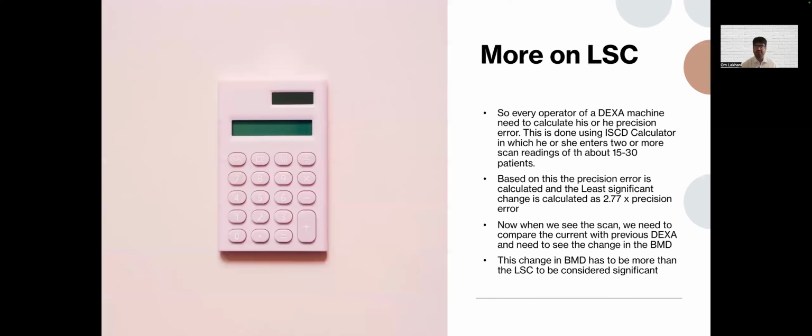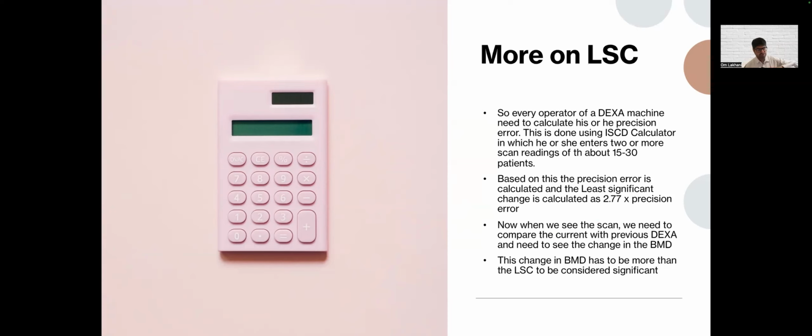Let's discuss this in more detail, more on least significant change. So first of all, what the technologist has to do is go online. There is an ISCD calculator. What he or she has to do is repeat the scan at the same time in the same patient, at least 2 or more scans, right? And after doing 2 or more scans, he or she needs to enter the value.